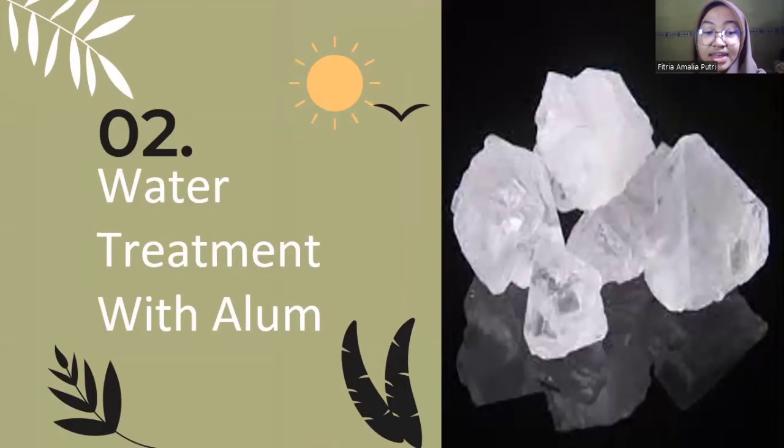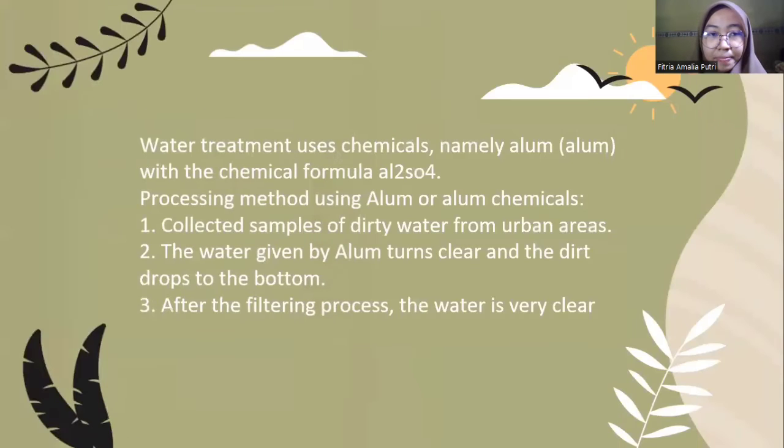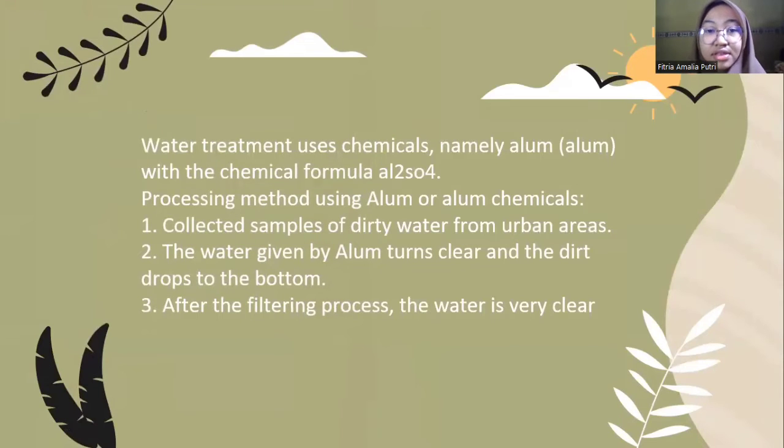And this is in the second, I will explain about water treatment with alum. Water treatment uses chemicals, namely alum, with the chemical formula Al2(SO4)3. Processing method using alum chemicals. In the first process, samples of dirty water are collected from an urban area. In the second process, the water is given alum, turns clear, and the dirt drops to the bottom.